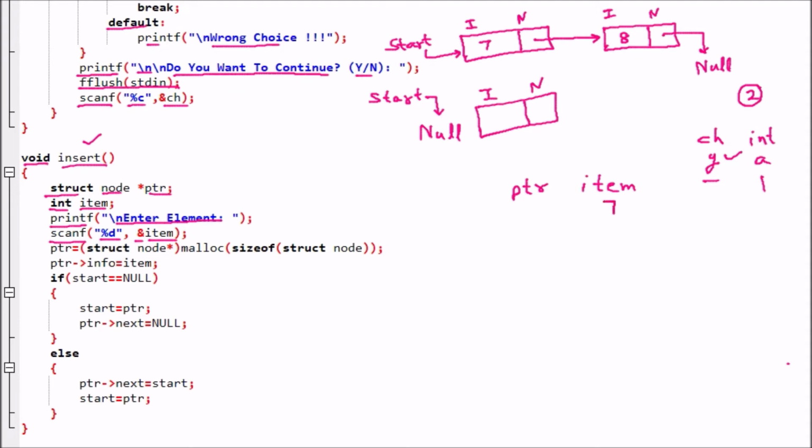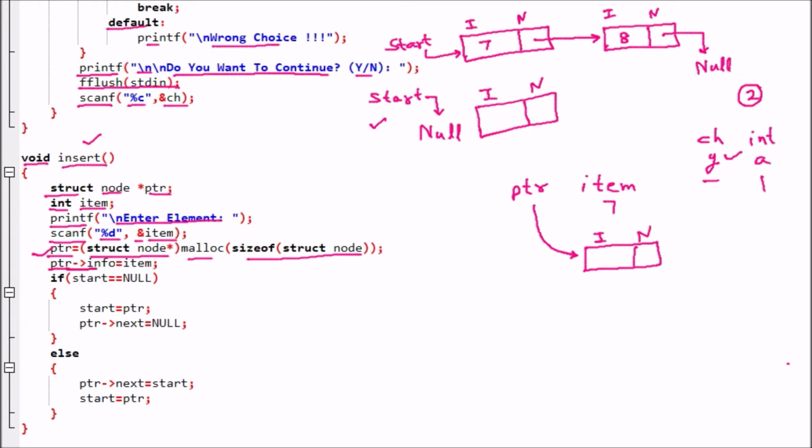Let us suppose the user says 7. So now that 7 element the user wants to insert. We assume that start is at null. That means there is no element available inside the linked list. So ptr is equal to struct node star malloc size of struct node. That means a node will be created. This is a struct node which is created. Now the node contains the info part and the next part, and this is the ptr. So ptr is currently pointing to this particular node.